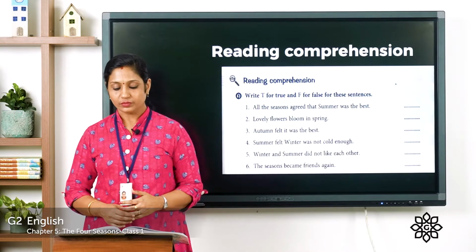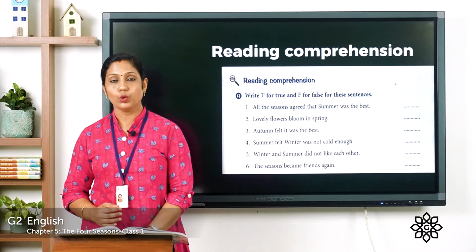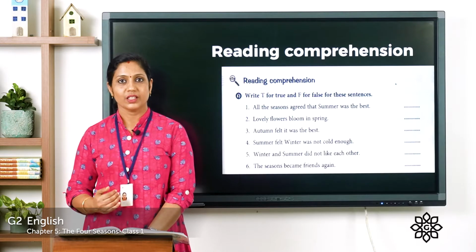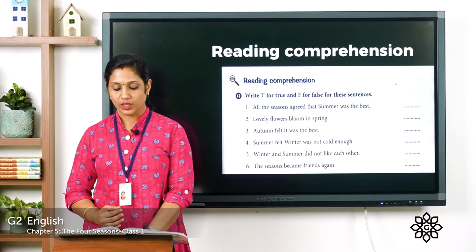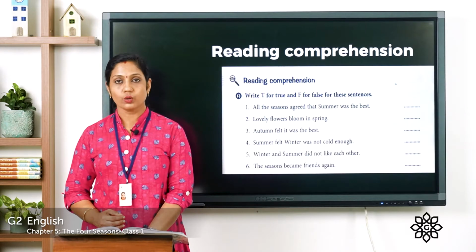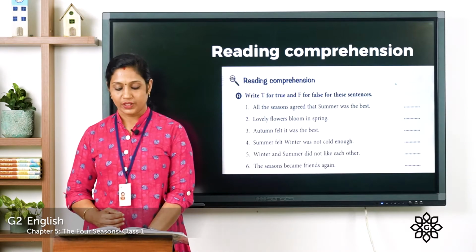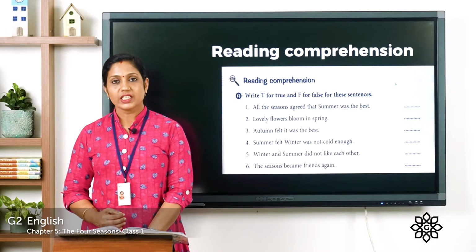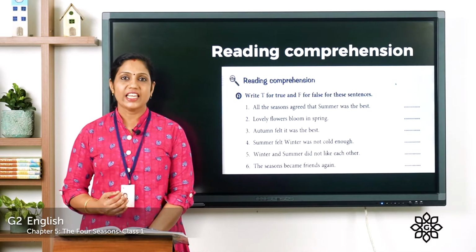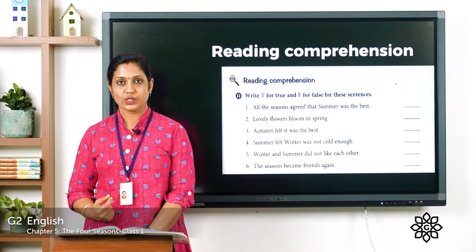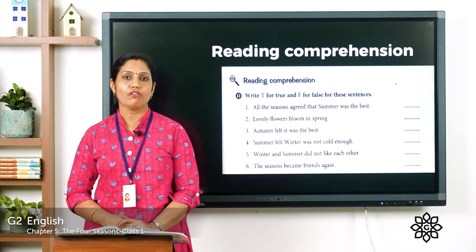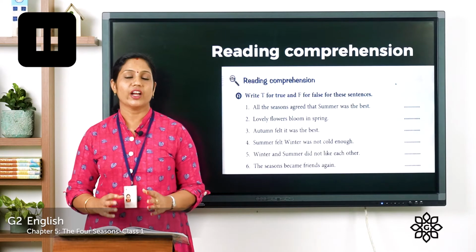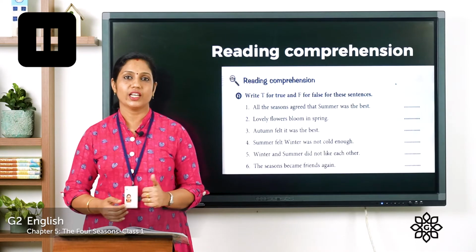The second one, lovely flowers bloom in spring. Third question, autumn felt it was the best. Fourth one, summer felt winter was not cold enough. 5. Winter and summer did not like each other. And the sixth one, the seasons became friends again. So we have to write true or false. Pause the video and write true or false. And once you have done, you can come back.